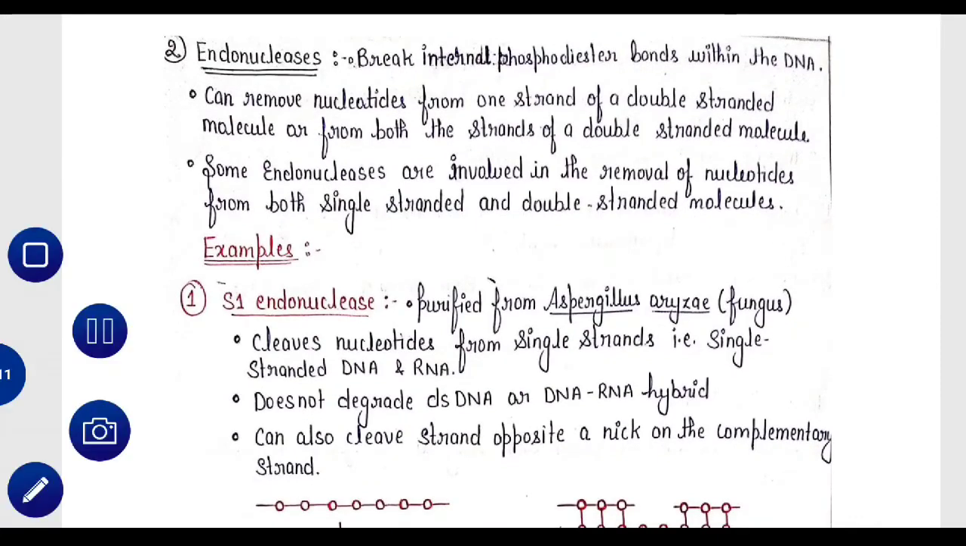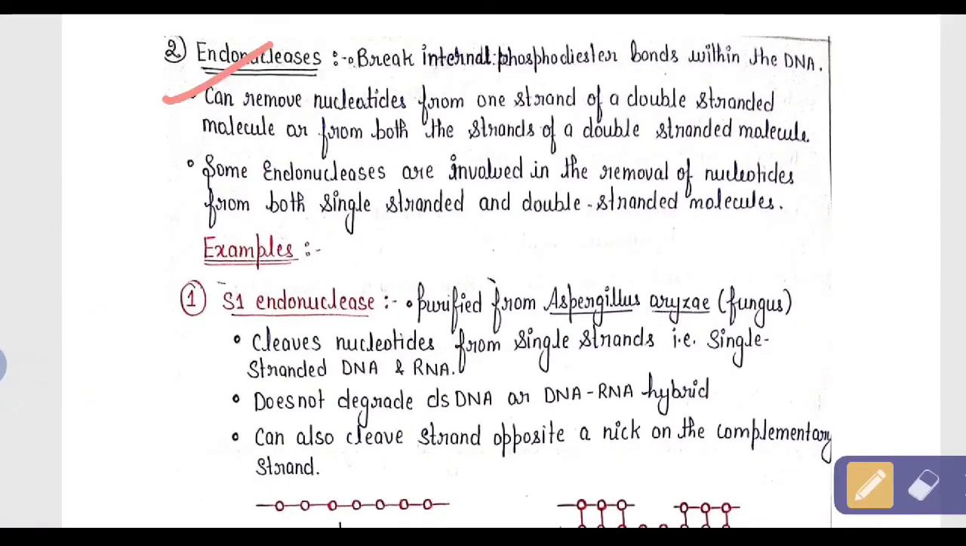Then we have the endonucleases. So what are endonucleases? These are the nucleases which attack in between the DNA molecules. They are not going to act at the end of the DNA molecules. They are going to break the phosphodiester bonds which are present in between the nucleotides. So it is going to break the internal phosphodiester bonds that are present within the DNA.